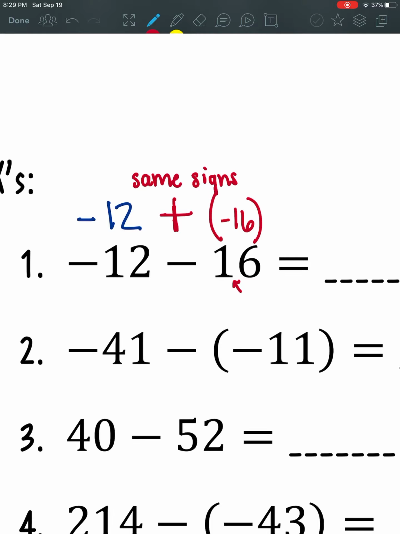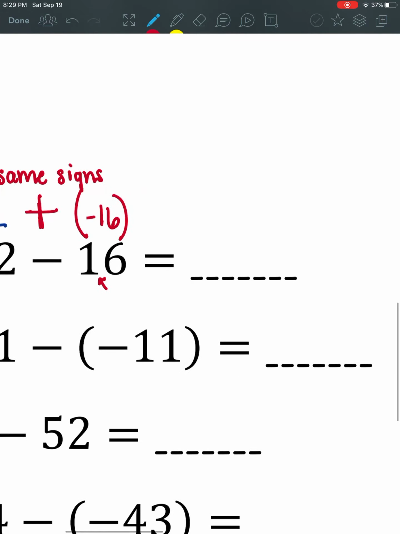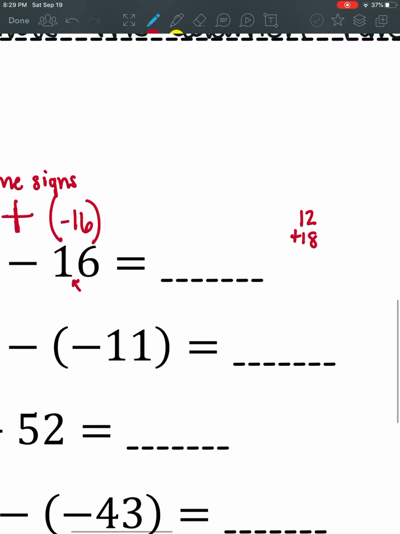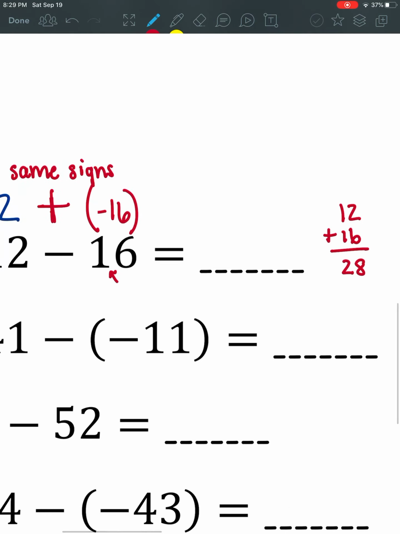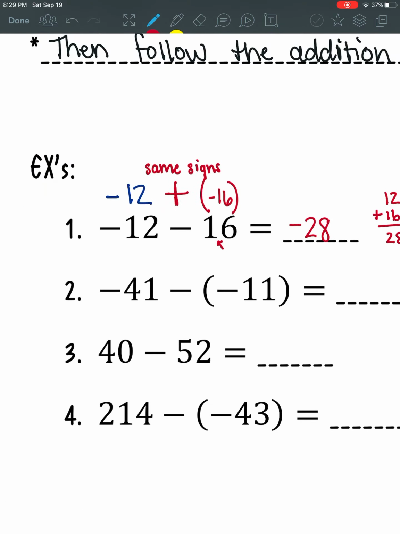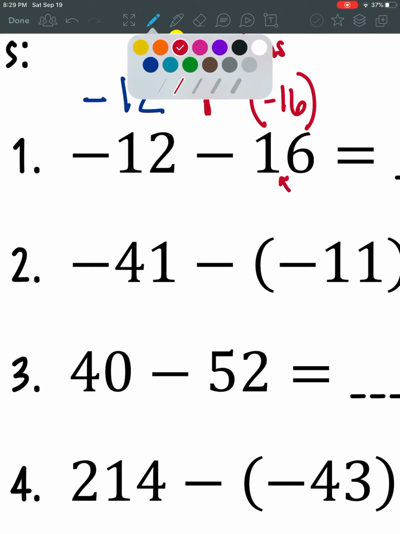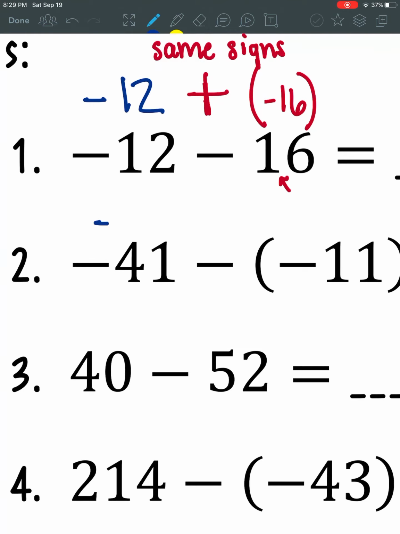Okay, now ask yourself, do you have same signs, different signs? We have same signs, so that's our party method. Add them, 12 plus 16 if you need to. Remember, you can stack them. Oops, I wrote the numbers wrong. 12 plus 16. And then we get 28. And don't forget to keep the sign, keep whatever they have in common. So our answer is -28.